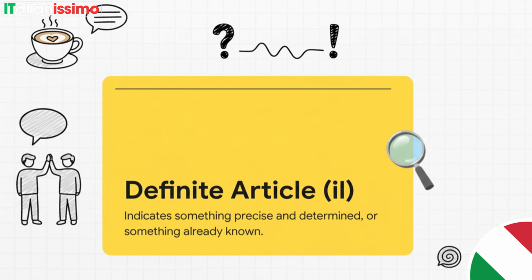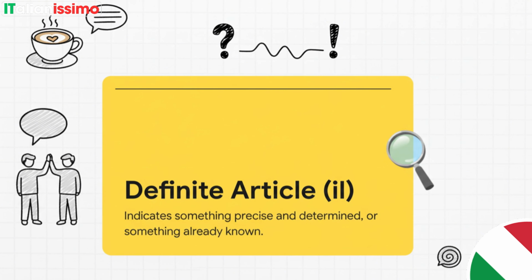And then we've got the other one, il, the definite article. This is the complete opposite. Il is all about being precise. It's like a laser pointer singling out one specific thing that's already known to you and the person you're talking to. It's not just anyone, it is the one.